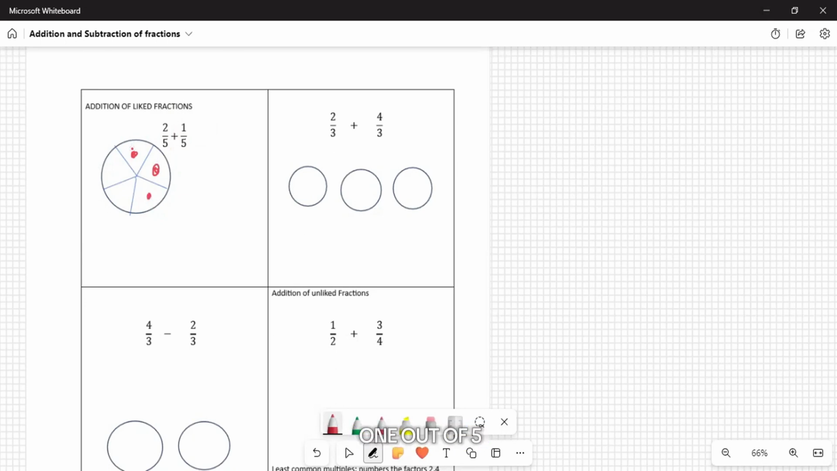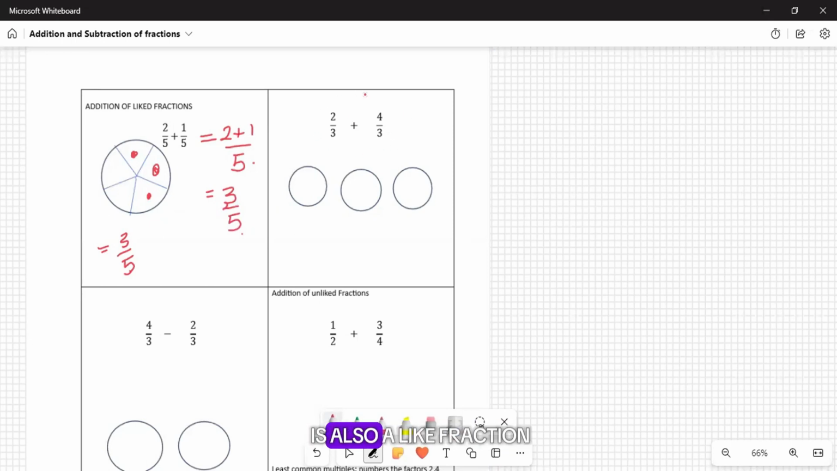So this is 1 out of 5, 2 out of 5, 3 out of 5, because this is 2 out of 5 plus 1 out of 5, which would give us 3 out of 5. So we can do the additions here, which will give us 2 plus 1 divided by 5. So 2 plus 1 will give us 3, and so this is 3 out of 5.